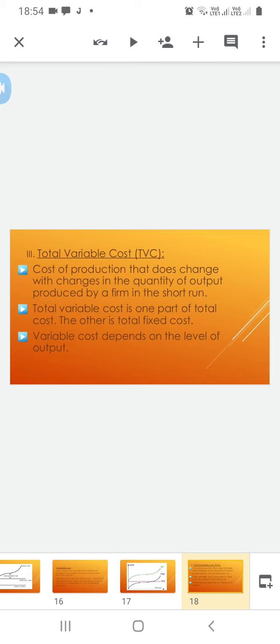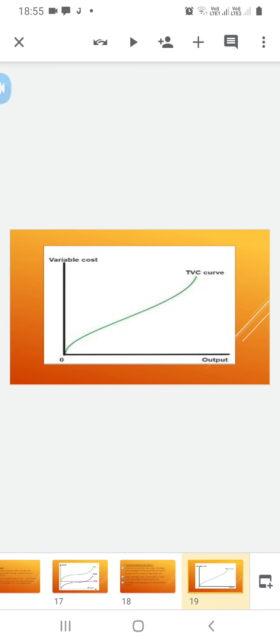Total variable cost. Cost of production that does change with change in the quantity of output produced by a firm in the short run. Total variable cost is one part of total cost. The other is total fixed cost. Variable cost depends on the level of output. TVC, total variable cost. So the total variable cost TVC rises upwards, indicating that it is zero at zero level of output and increases with increase in production.